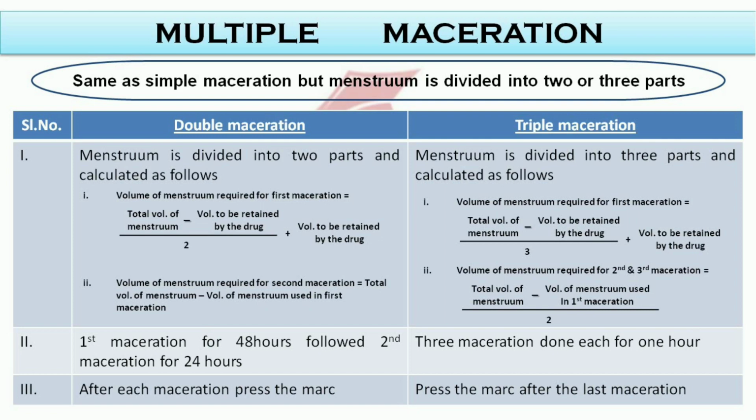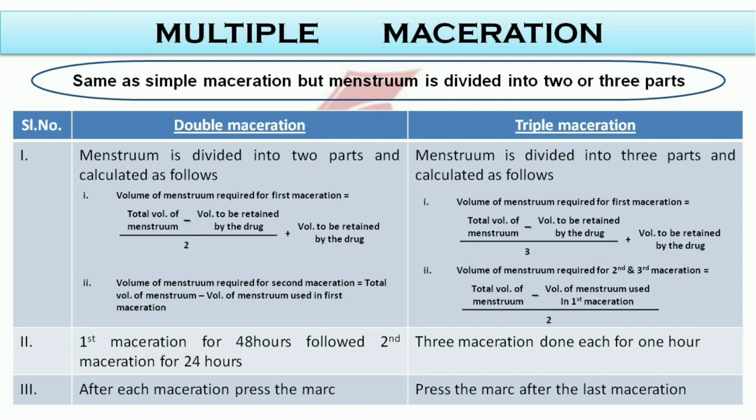And secondly, the volume of menstruum required for second maceration is equal to total volume of menstruum minus volume of menstruum used in first maceration. In case of triple maceration, the menstruum is divided into three parts.